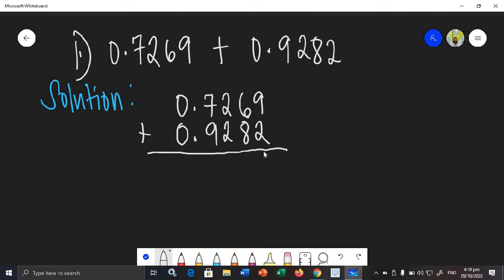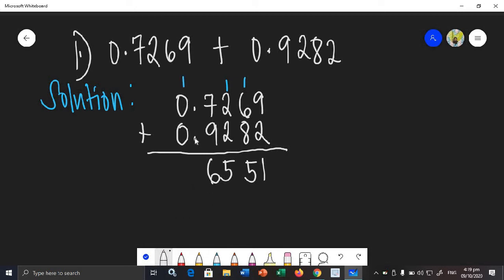So, 9 plus 2, that is 11. Carry 1. Okay? And then, 1 plus 6 plus 8, that is 15. Carry 1 again. 1 plus 2 plus 2, that is 5. Okay? 7 plus 9, that is 16. And then we need to carry here. Put carry 1 here on this place.